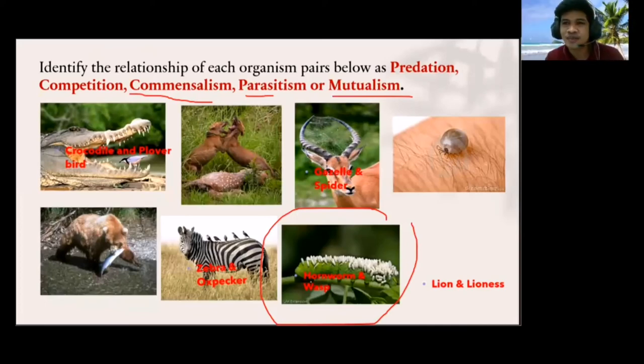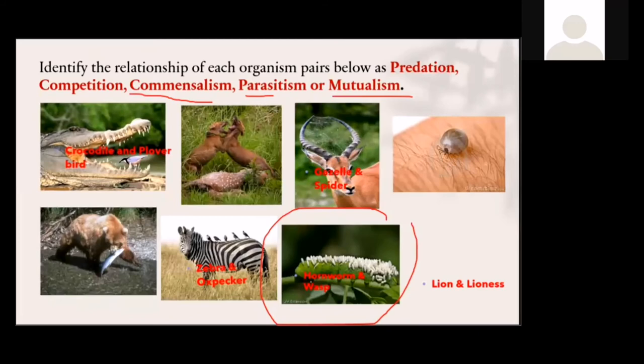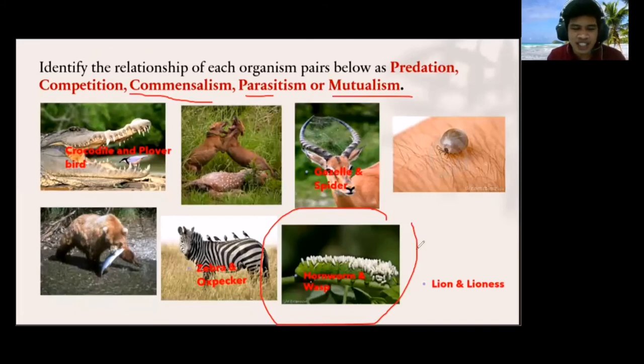This is mutualism. Okay, you think it's mutualism? It means that they are both gaining benefit. Okay, but in here, the hornworm and the wasp, the relationship is kind of parasitism, right? Parasitism. Okay, the worm is a parasite in here. Last one. Okay, last one.